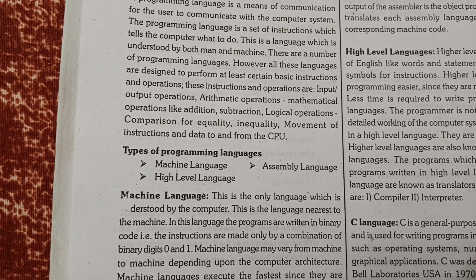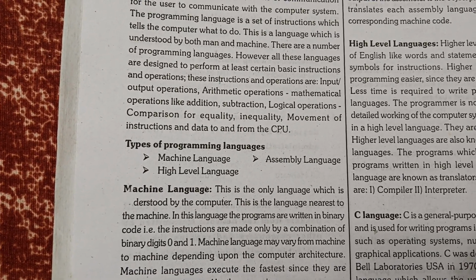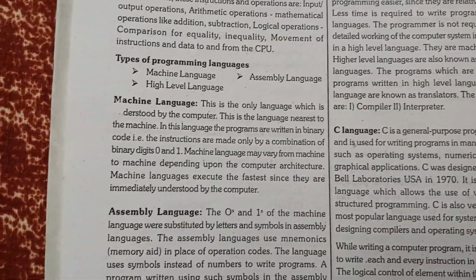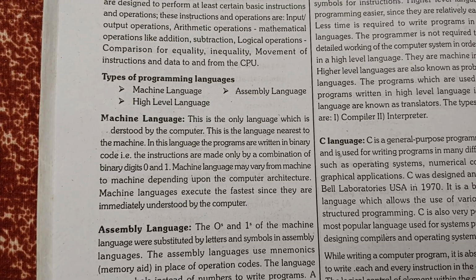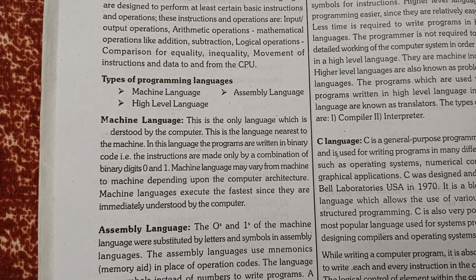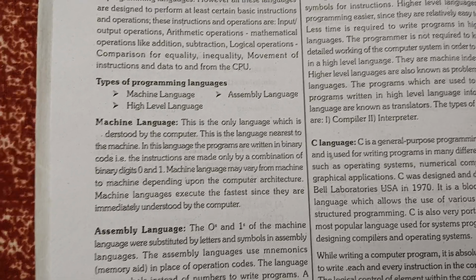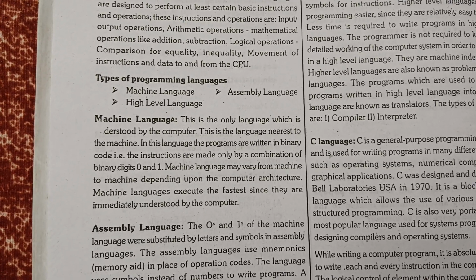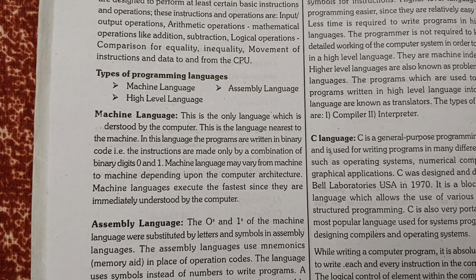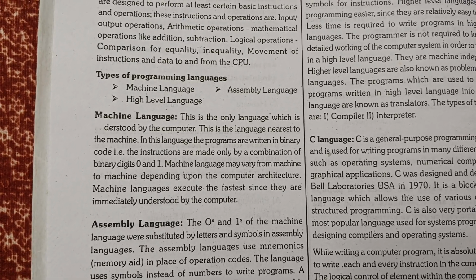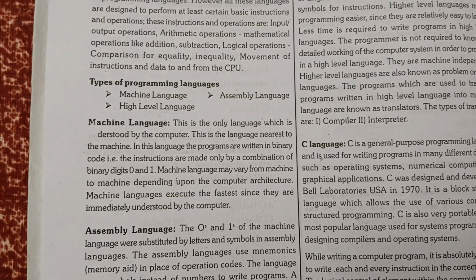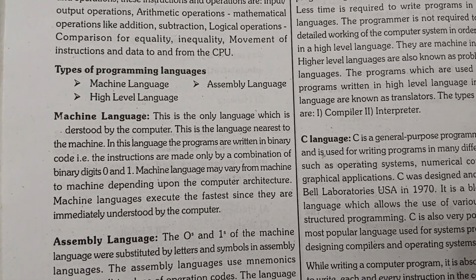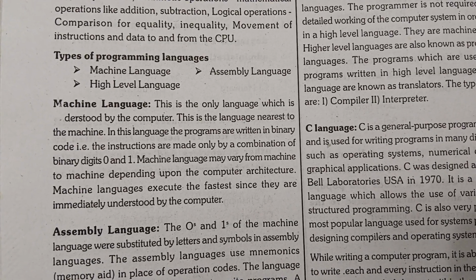Types of programming language: machine language, assembly language, high level language. Machine language. This is the only language which is understood by the computer. This is the language nearest to the machine. In this language, the programs are written in binary code. That is, the instructions are made only by the combination of binary digits 0 and 1.